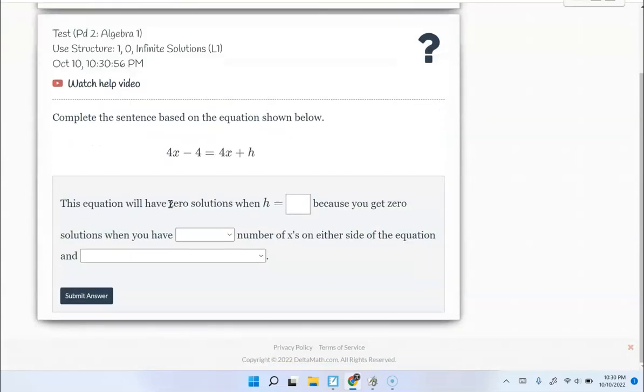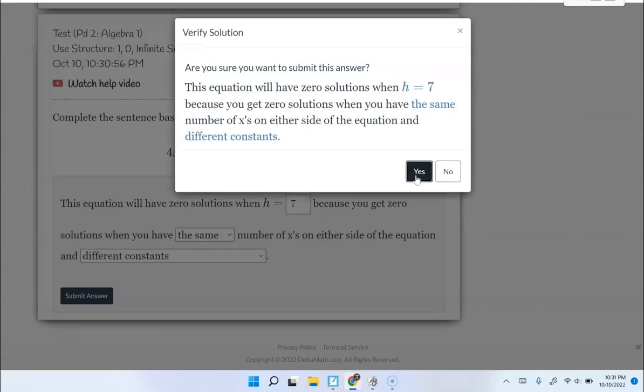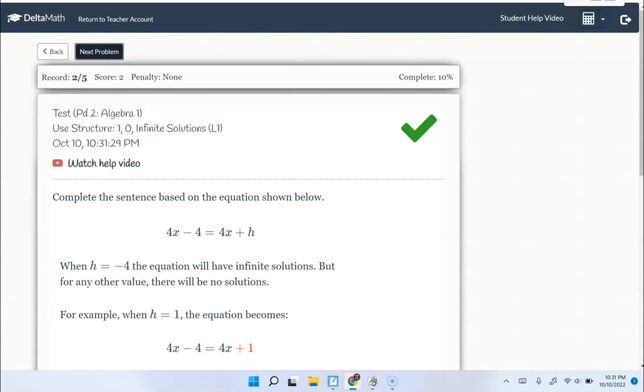This equation will have 0 solutions when your coefficients here are a perfect match, yep, but your constants have to be different. So we need to pick a number here that's different than 4. So I'm going to put a 7. And that's because when you have the same number of x's, but different constants, it's not possible. It is no solution.